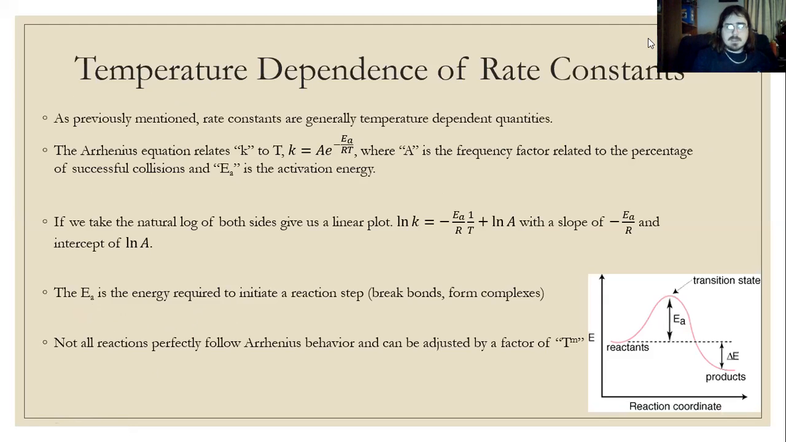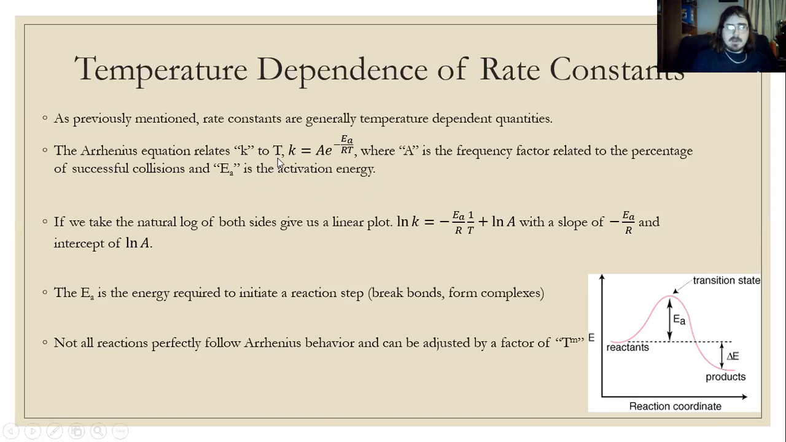As I'm saying here, we have the rate dependence of K. Like previously mentioned, rate will depend on K. It's in this Arrhenius equation that relates K to T. K is equal to A, which is a frequency factor, times the exponential of negative activation energy over RT. So the activation energy is that of each step.